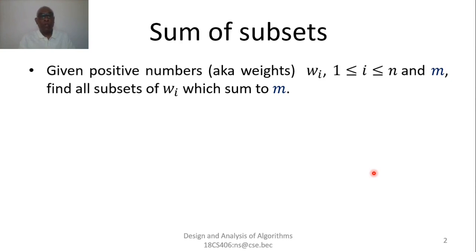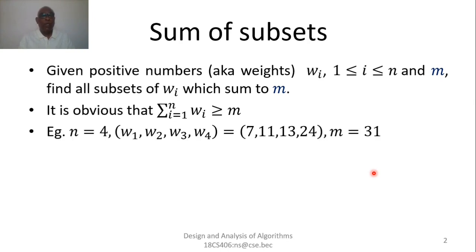Of course, there is a fundamental property to be satisfied by the given problem. If you sum up all the weights, it should be greater than or equal to m. Otherwise, you will not be able to find a solution to the given problem. Now, let's look at an example. We are given 4 weights. The weights are 7, 11, 13, and 24, and the value of m is equal to 31.